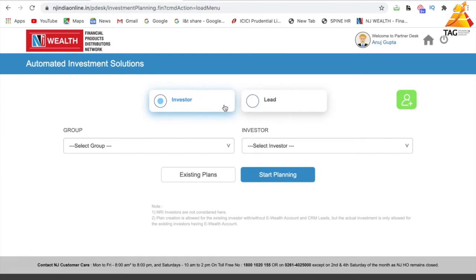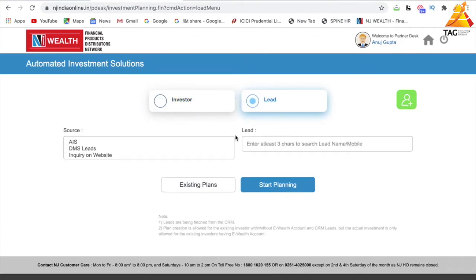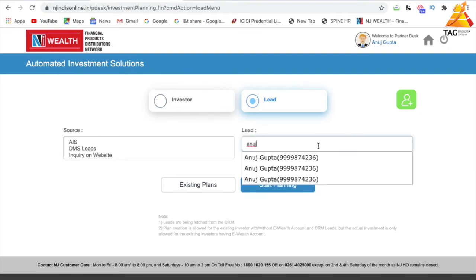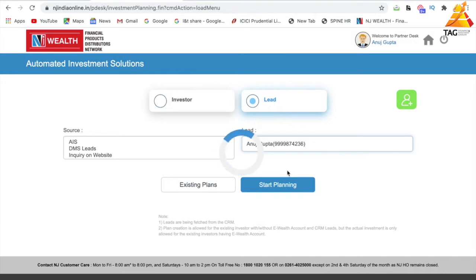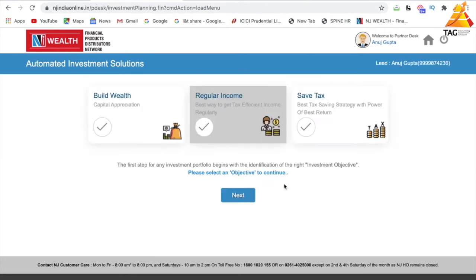So here is a system which we have made, which we call automated investment solutions. In case you are a lead, which means you're not an existing investor with us, and you wish to get your investment solutions planning done by us, just as an example, how do we get started? We choose the lead and click on start planning.